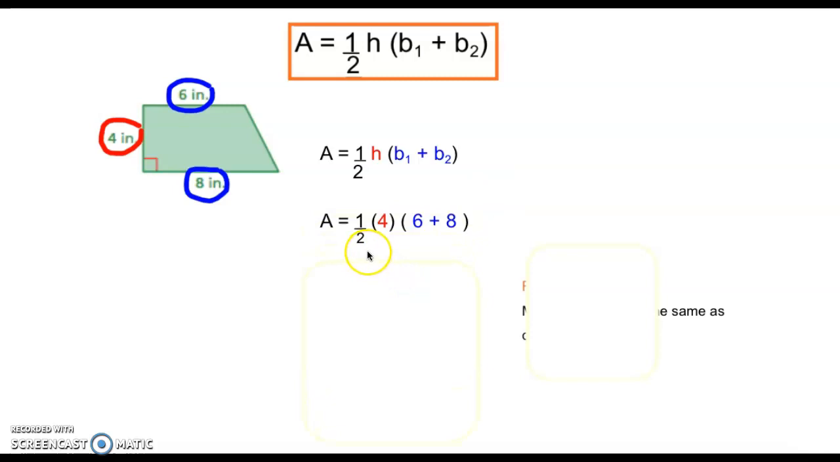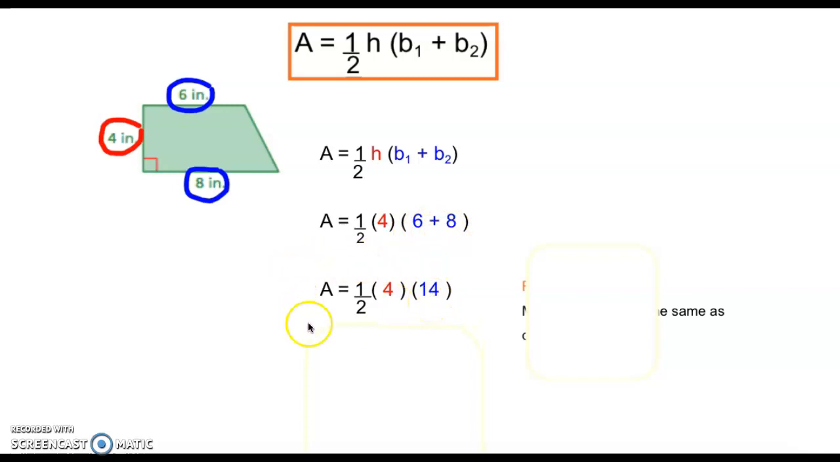So here we go. First, I would say, well, 1/2 times the height. Well, here's the height, times the sum of the bases. And I wrote 6 plus 8. I could have written 8 plus 6, same thing. And then I would probably find the sum of the bases, which 6 plus 8 is 14.